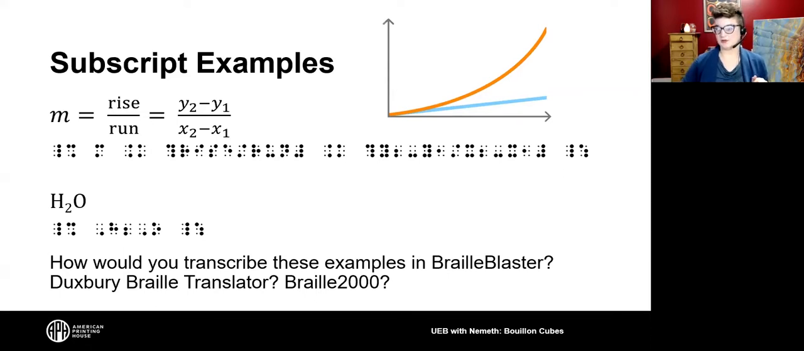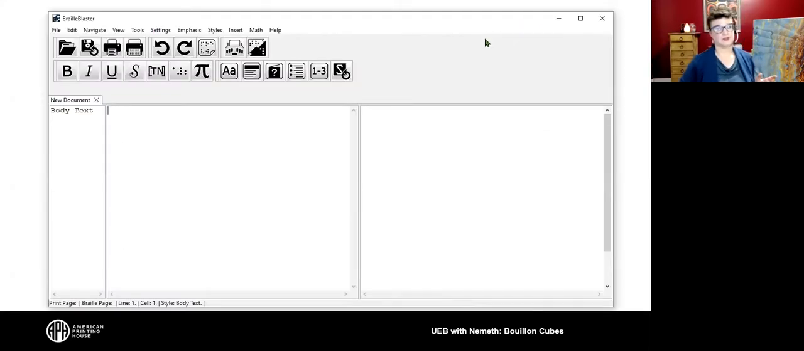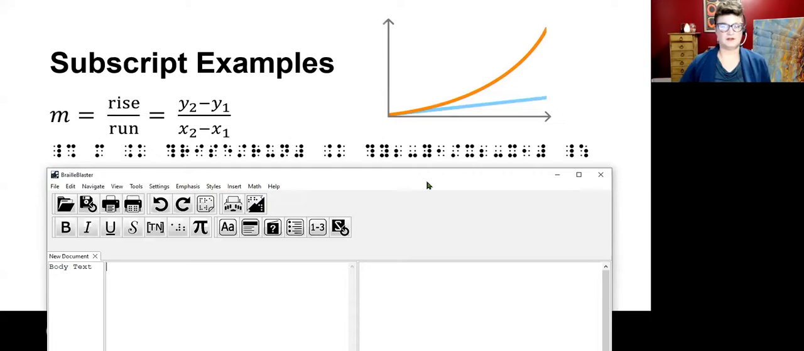But we can talk for a few minutes about how you might transcribe these examples using Braille Blaster or Duxbury. Let's look at the fractions first, because they're the first ones in the slide. If I were to transcribe m equals rise over run equals y2 minus y1 over x2 minus x1 using Braille Blaster, I would figure out how to transcribe fractions first.